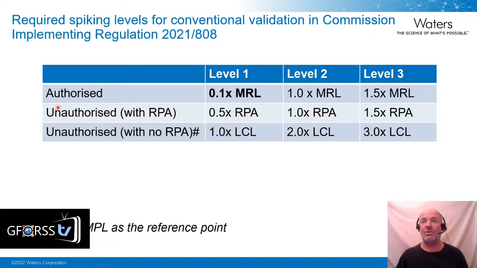For banned substances, unauthorized substances that have a reference point of action, then we use the reference point of action as the reference point. So 0.5, 1, and 1.5 times the reference point of action. And for unauthorized substances without a reference point of action, then we have this lowest calibrated level. And again, if we've got an MMPL value as a reference point, then that's very helpful to us.